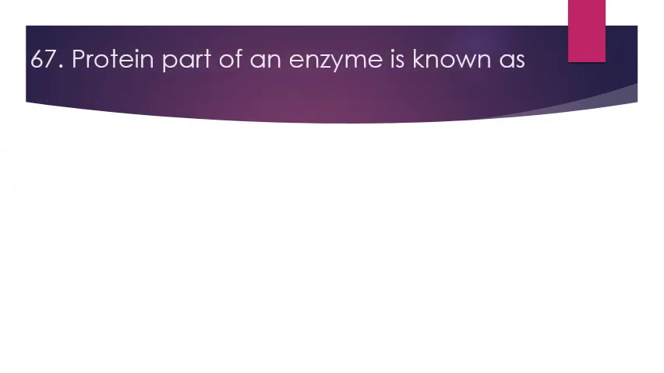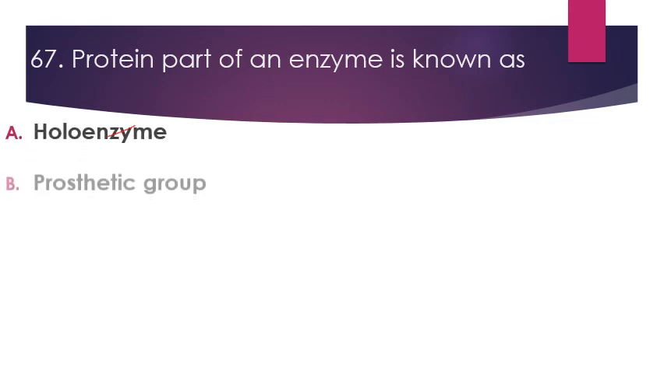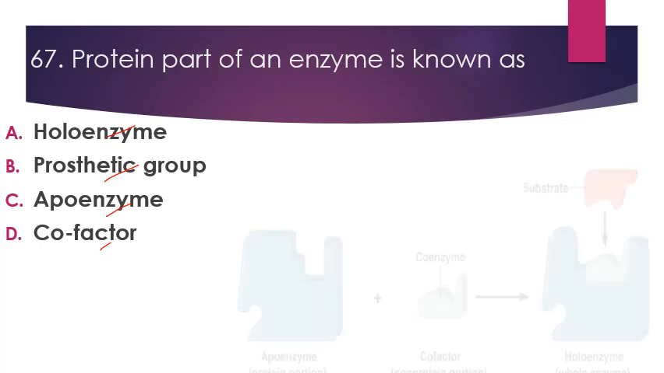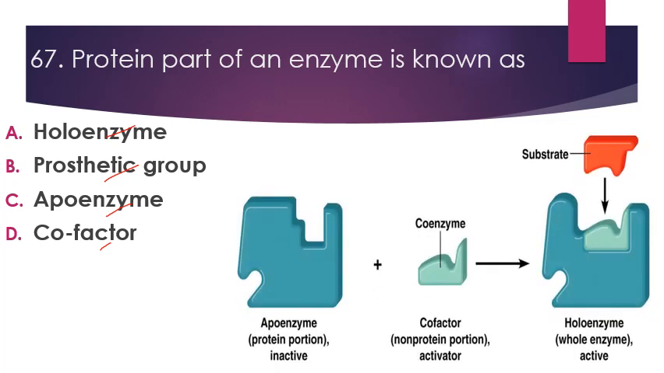So the next question is: protein part of an enzyme is known as? Our options are holoenzyme, prosthetic group, apoenzyme or cofactor. An enzyme is formed of 2 parts, one is the proteinaceous part and the second one is the metallic part or non-protein part. So this protein part is known as apoenzyme.